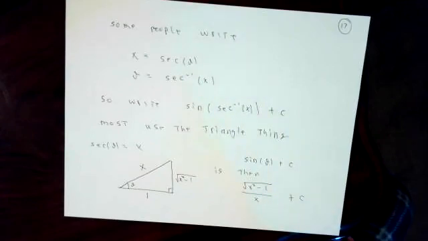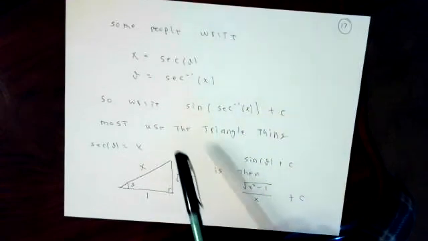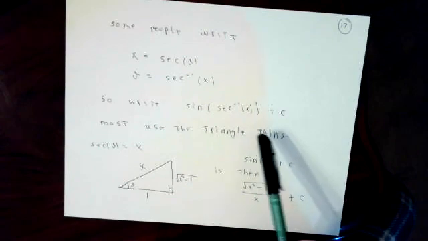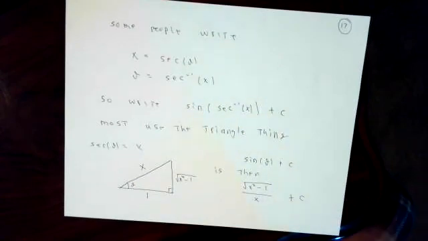Some people would rearrange things as follows. They would say that since x is equal to secant of theta, theta must be the inverse secant of x, and write your answer as sine of inverse secant of x plus a constant. That's not how most people do this kind of thing.